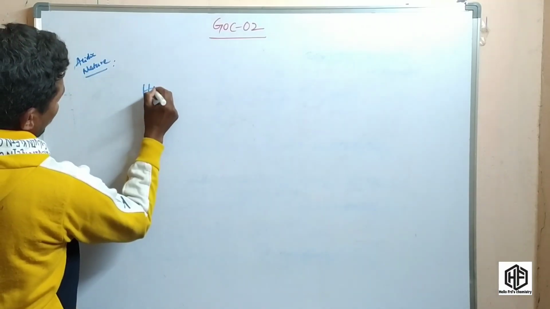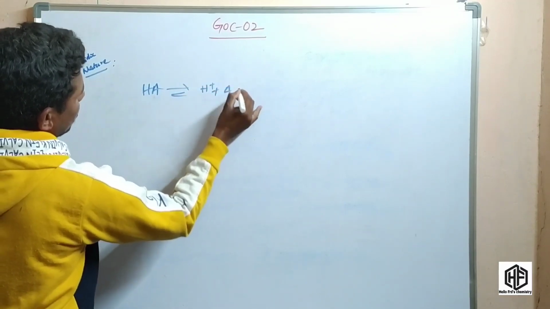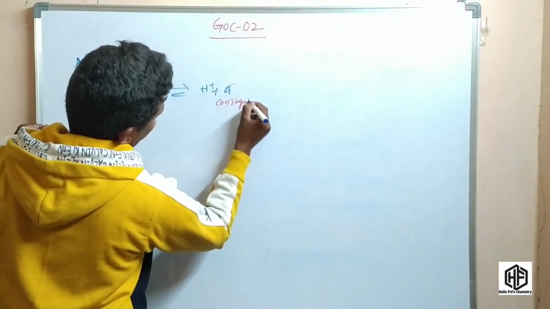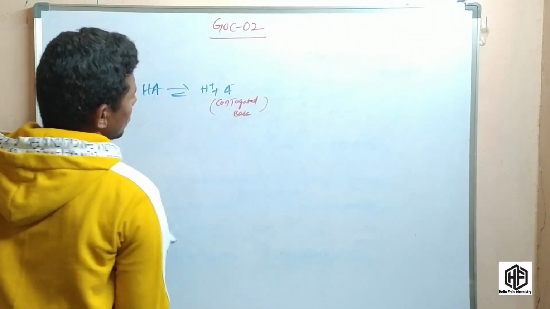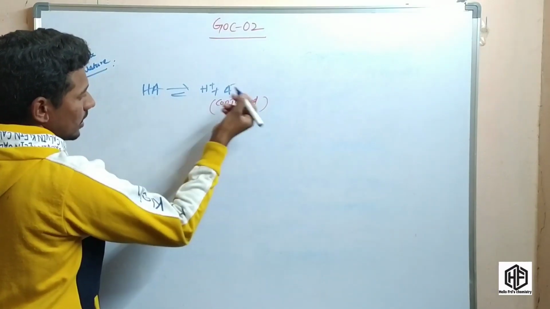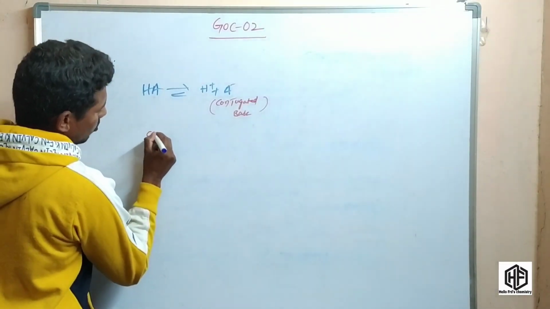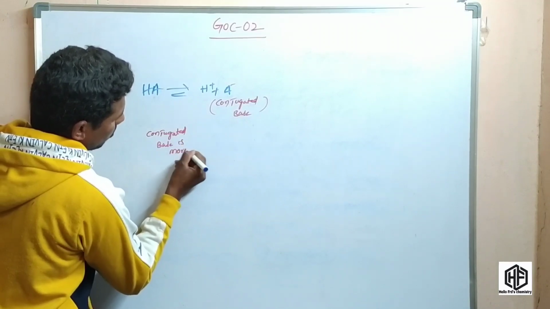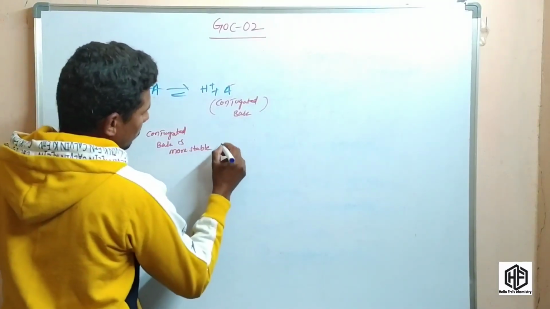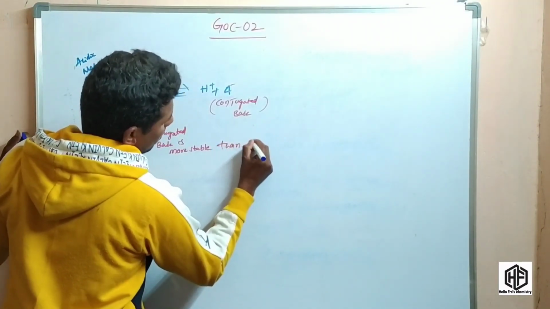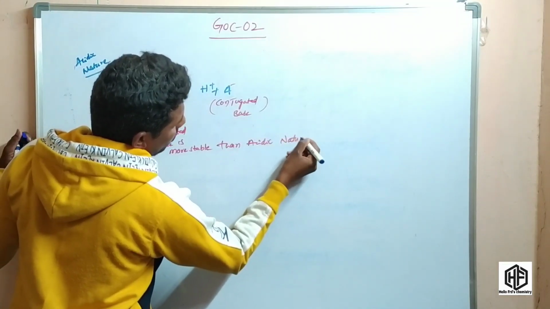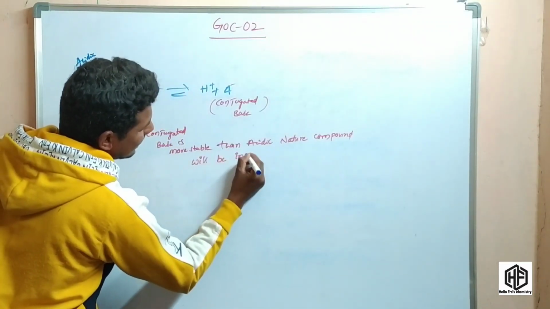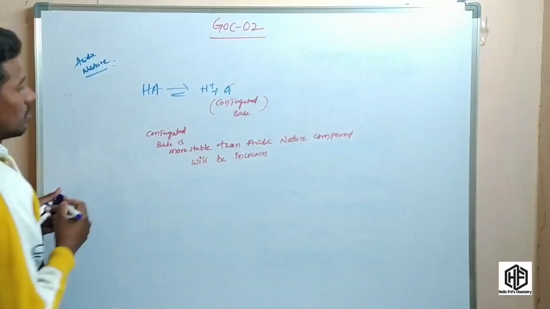First of all, you have to take any compound HA. It dissociates into H plus and A minus. This A minus is called the conjugate base. When the conjugate base is more stable, it gets a more acidic nature. When the conjugate base is more stable, then the acidic nature of the compound will increase.